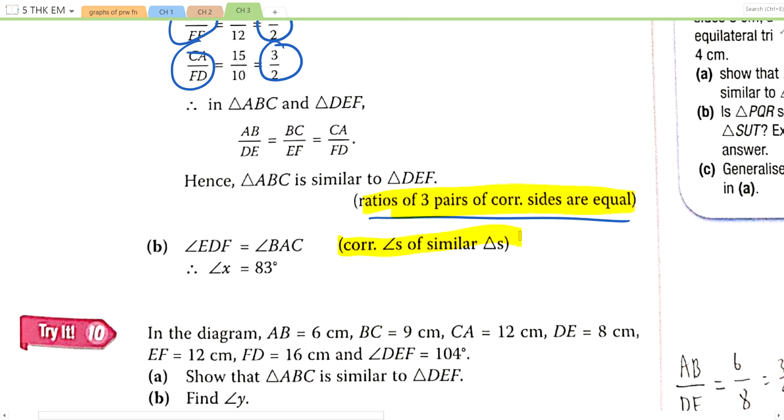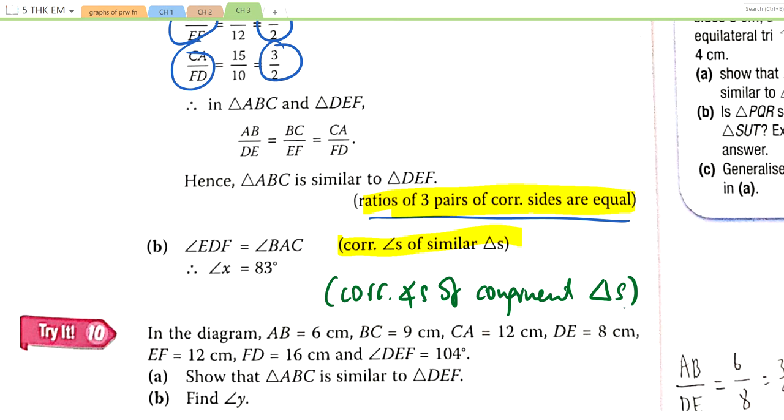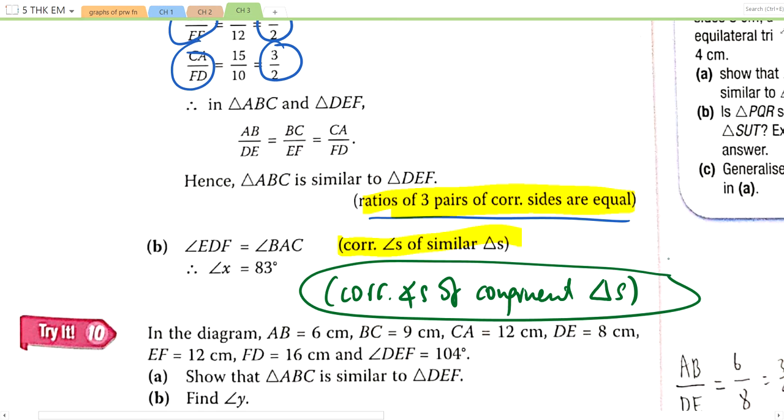In the previous topic, we came across this phrase: corresponding angles of congruent triangles. So corresponding angles of congruent triangles again are the same. Corresponding angles of similar triangles also the same. This is just a recap from 3.1.